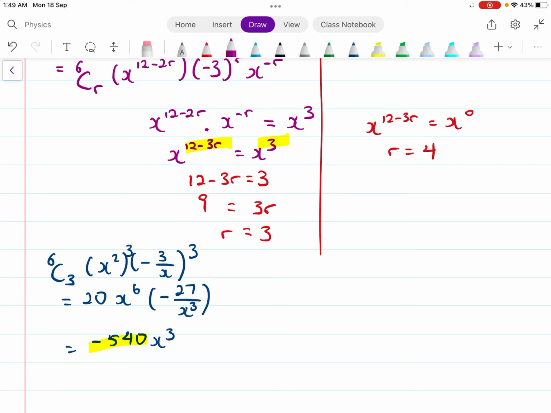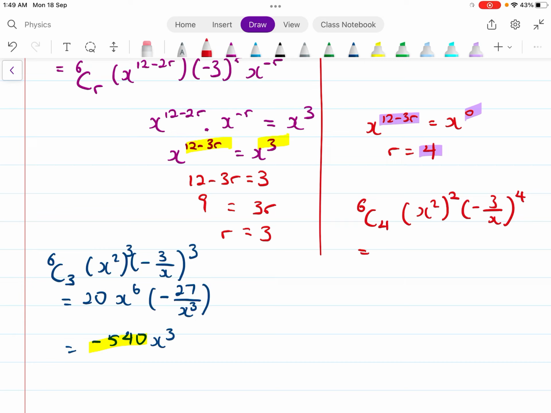Okay, next will be your term independent of x. Term independent of x just means x to the power of 0. So of course, you use just now the general term, the x to the power of 12 minus 3r equal to 0. And after that, r you will get 4. So meaning that when you 6 choose 4, you will get the constant term. So x squared bracket minus 3 over x bracket. So this will be 4, this will be 2.